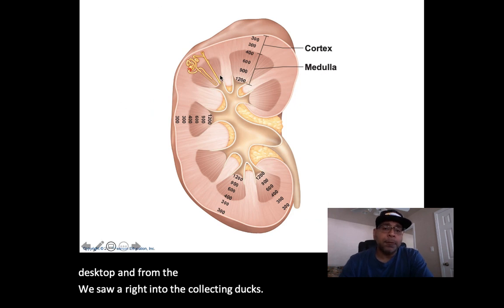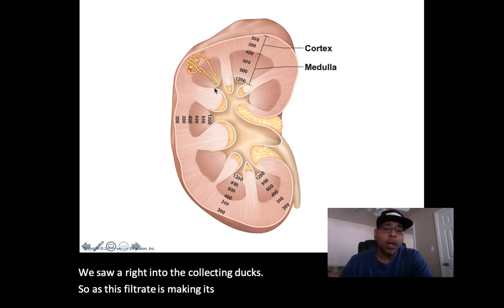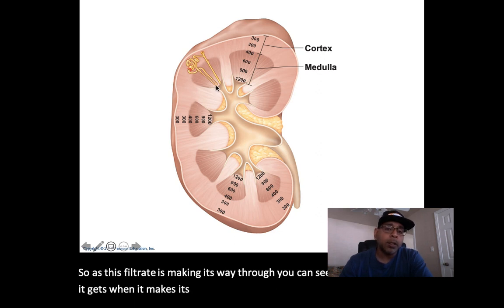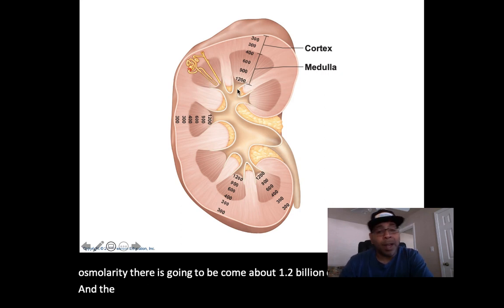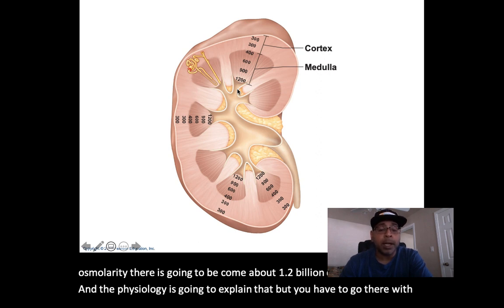So as this filtrate is making its way through, you can see how concentrated it gets when it makes its way down here towards that apex. You can see the osmolarity there is going to become about 1200 milliosmolars. And the physiology is going to explain that, but you have to go there with this basic knowledge of understanding what's happening there.